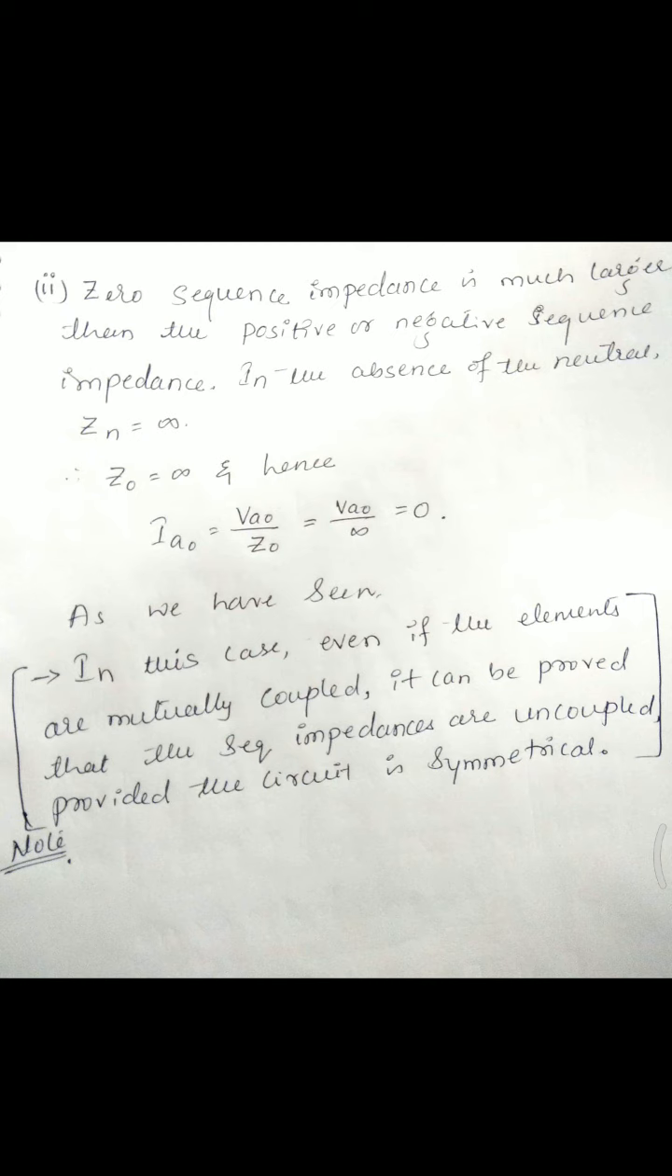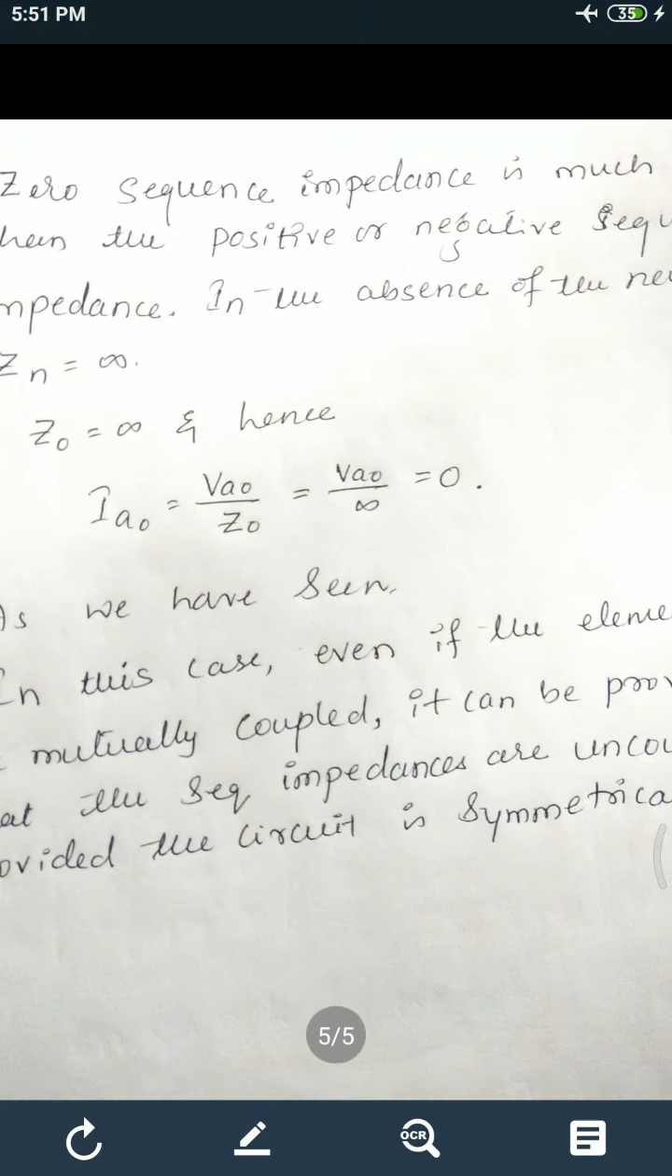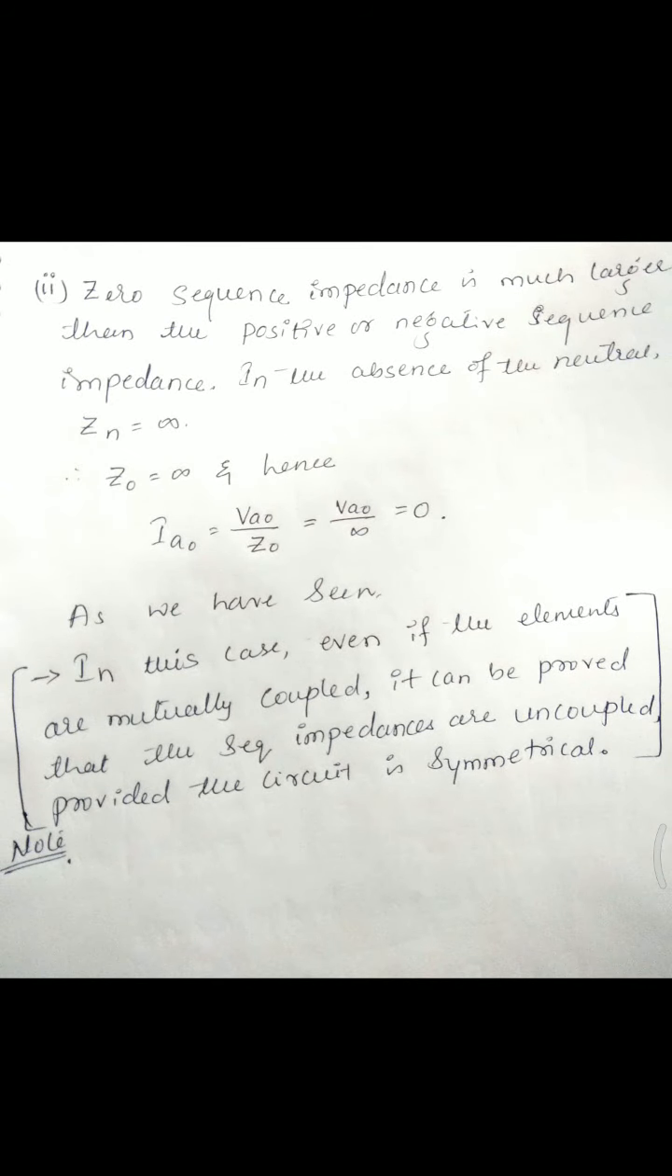Therefore, Ia0, that is the zero sequence current, will be equal to Va0 divided by Z0. Va0 divided by Z0 being infinity, if you substitute that, we get zero. That's what we have come across in earlier numericals as well as earlier derivations. Ia0 is equal to zero, as we have seen.